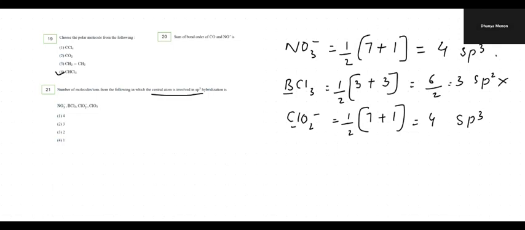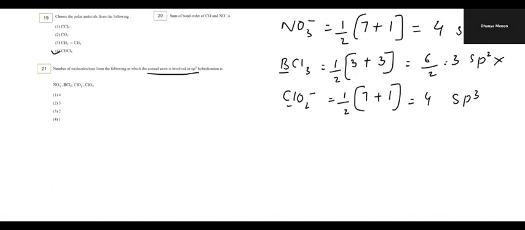Okay, and then I have ClO3. In chlorine, there are 7 electrons. So out of the 7 electrons, 1, 1, 2, 3, 4, 5, 6.